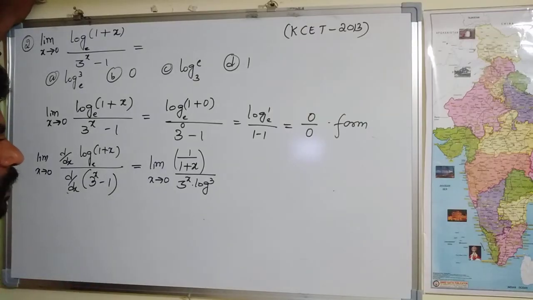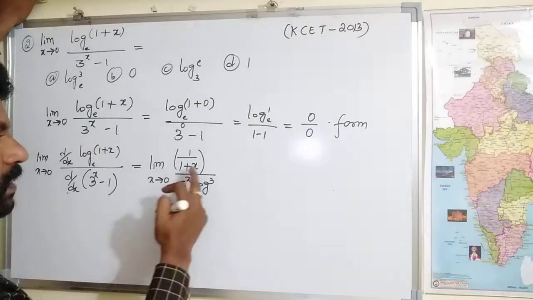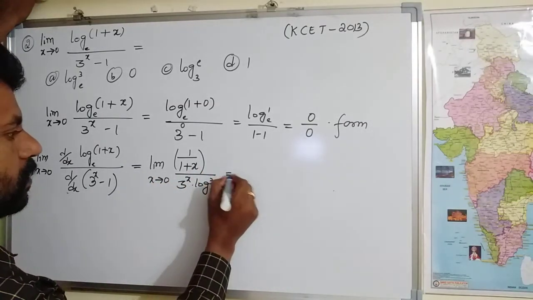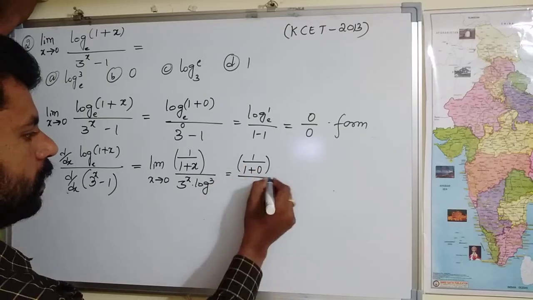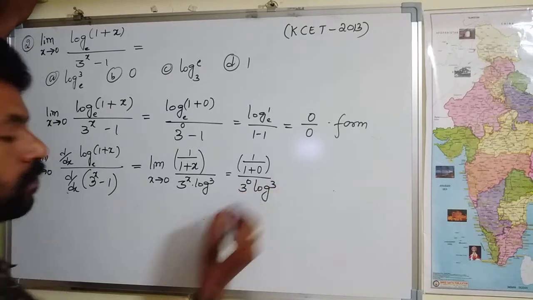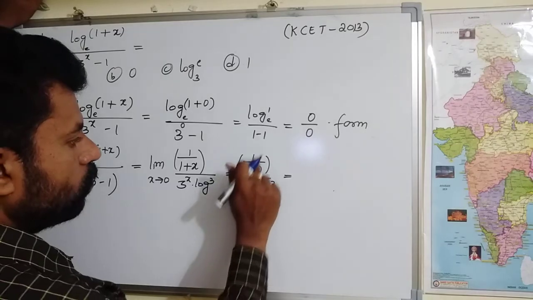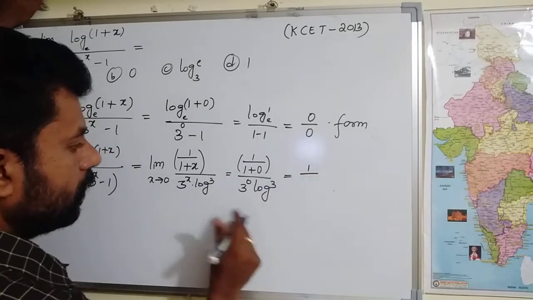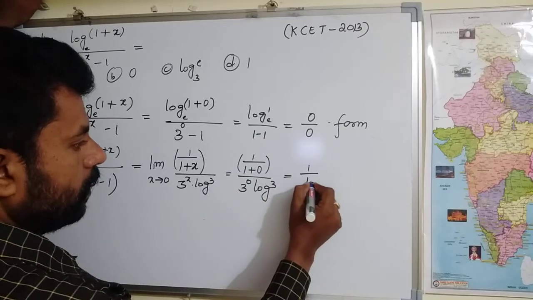See, now here also we substitute 0 in the place of x, we get the result 1 divided by 1 plus 0 divided by 3 to the power 0 into log 3. See, this result is equal to 1 divided by 1 plus 0 is 1, 1 divided by 1 is 1, divided by 3 to the power 0 is 1, 1 into log 3.